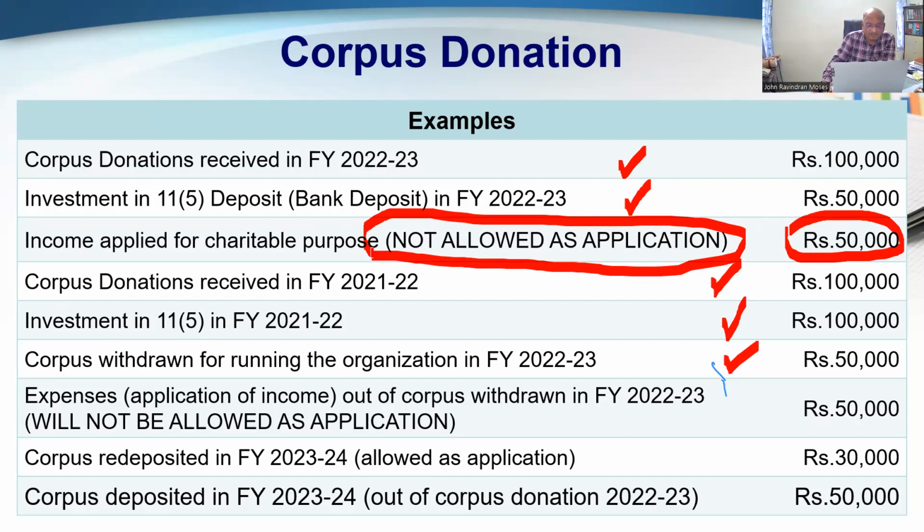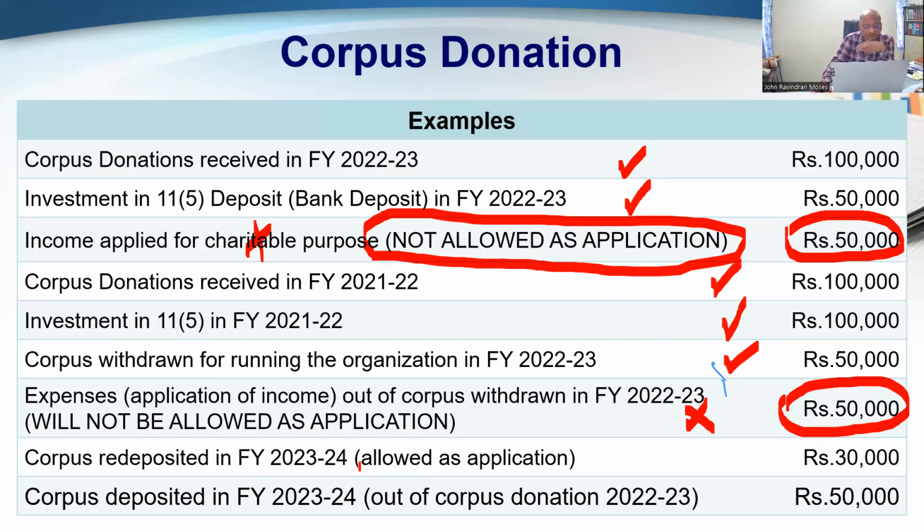And again, out of this 1 lakh, when they withdrew 50,000 rupees, they used this 50,000 rupees for application. This again will not be allowed as application. But they are trying to recoup that.